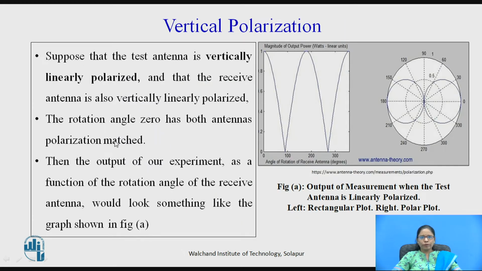So let us see here. Suppose the test antenna is vertically polarized and the receive antenna is also vertically polarized. Then the rotation angle is 0, both antennas' polarizations are matched, and our output will be like this. The left-hand side is the rectangular plot and the right-hand side is the polar plot, depending on which plot you are plotting. From this you can understand the polarization is vertical polarization.